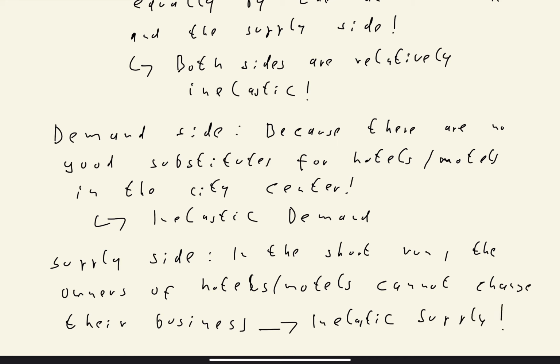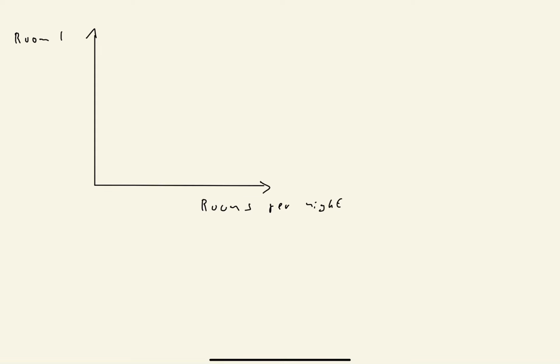Okay, so we have inelastic supply, which means that the supply is not reacting strongly to changes in the price, or changes with respect to a tax increase, because the supply side cannot react strongly. And we can draw a little picture to see how things look graphically. So we have a coordinate system here, and we have rooms per night on the x-axis, and we have prices or room price on the y-axis. And then what we have is that we first have an inelastic demand. So let me just draw the line here.